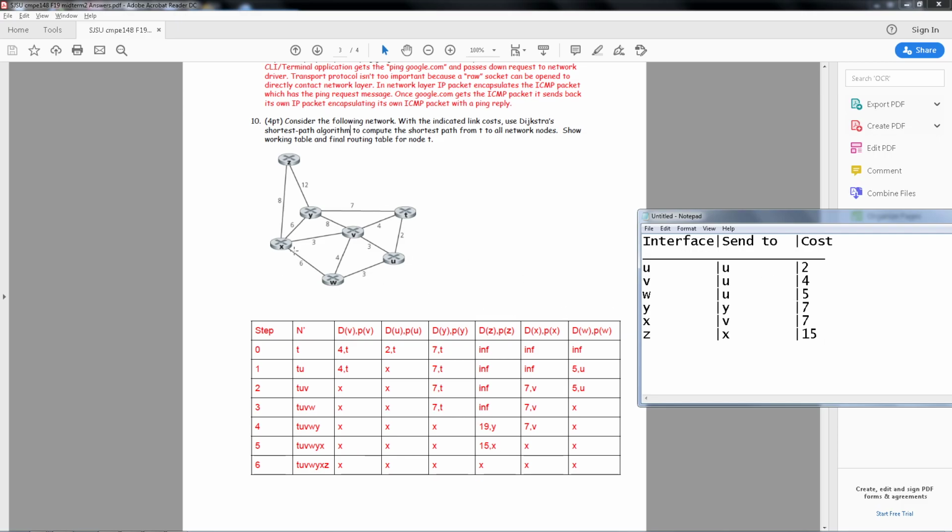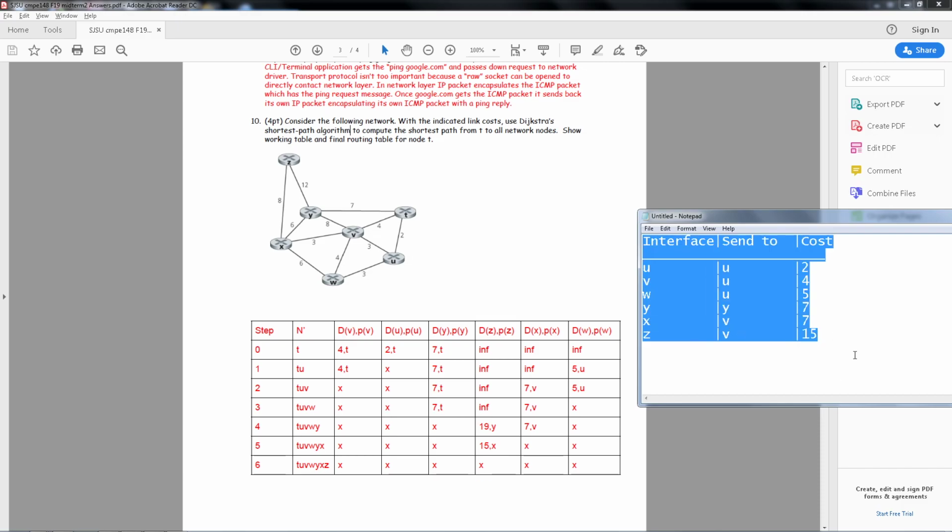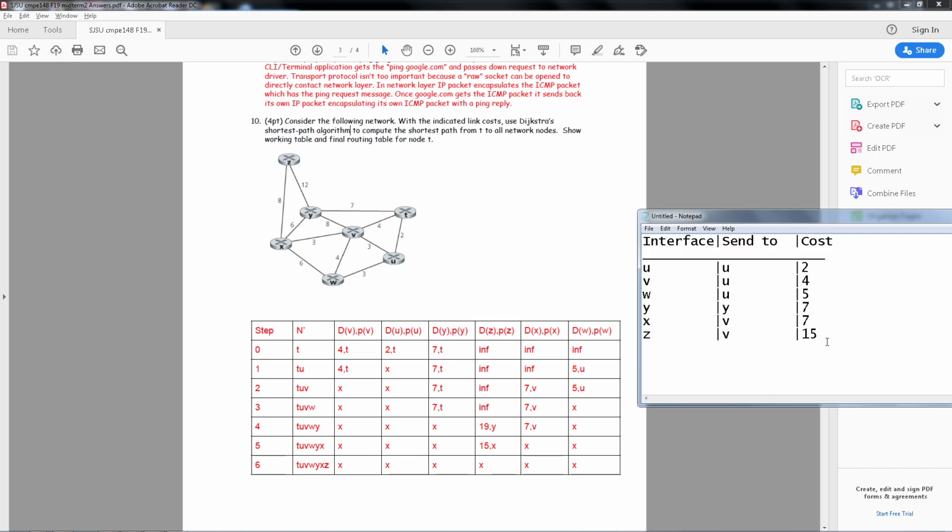From X, we are going through V, if I recall correctly. Yes, so we should be sending from V. And for Z, we should be sending to V as well, because we are going through X. And then from X through V, because we are going 4 plus 3, so that's 7 plus 8, that's 15, to Z. And that's the routing table right there. It's fairly straightforward, very easy.